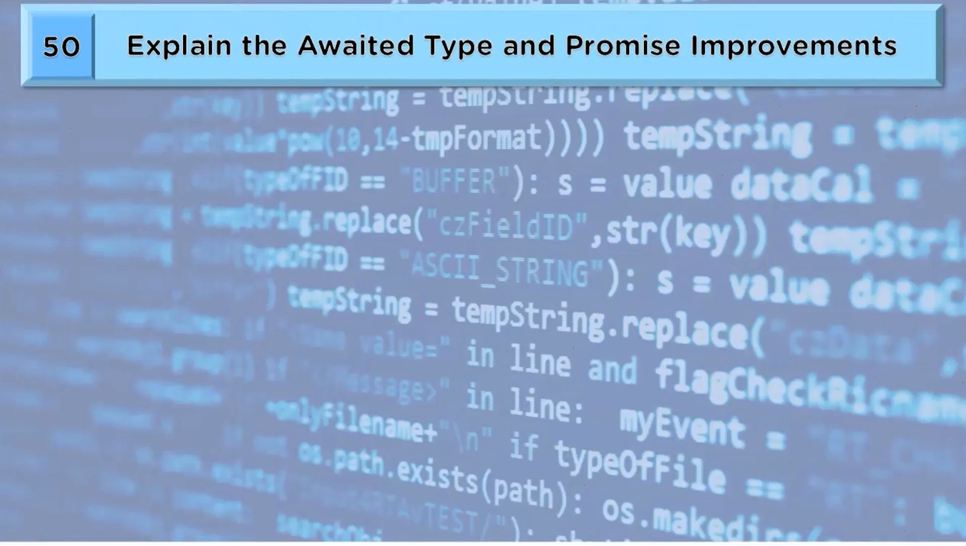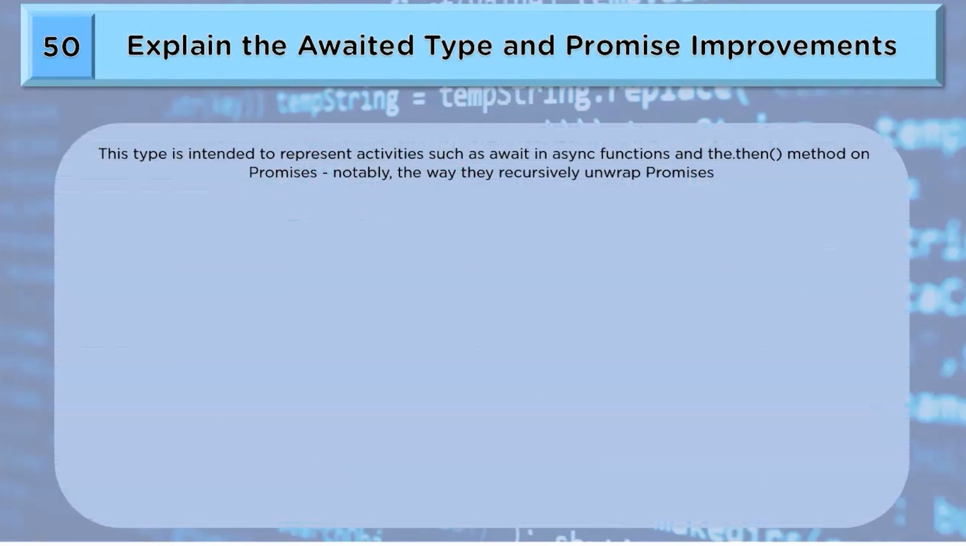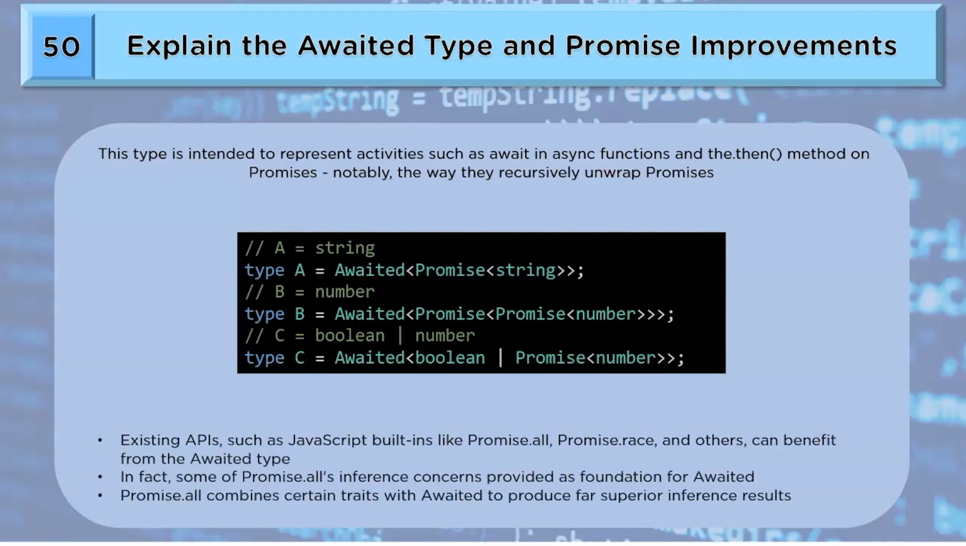Explain the Awaited type and Promise improvements. This type is intended to represent activities such as await in async functions and the .then method on promises, notably the way they recursively unwrap promises. Existing APIs such as JavaScript built-ins like Promise.all, Promise.race, and others can benefit from the Awaited type. In fact, some of Promise.all's inference concerns provided the foundation for Awaited. Promise.all combines certain traits with Awaited to produce far superior inference results.